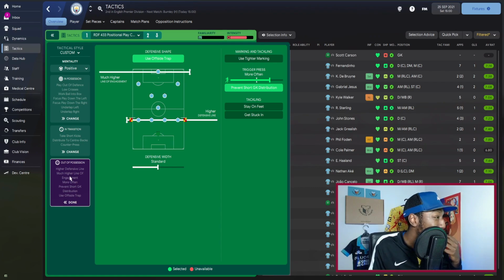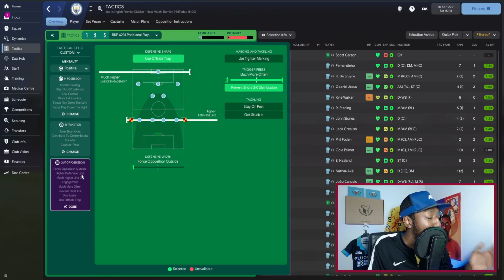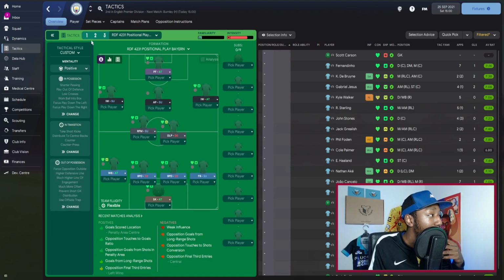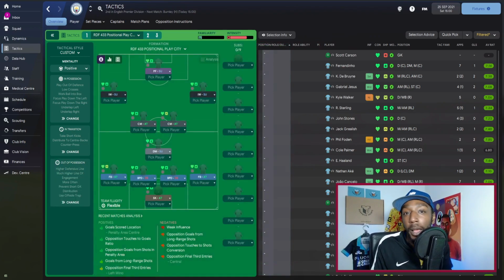So sorry, I just wandered off there. So as I was saying, all three of these tactics all share something similar. They all are pressing more aggressively than usual, so they all got counter press and they all got a much higher line of engagement, but also the trigger press is at least on more often. As we can see with the Manchester City tactic, they are all defending high and the trigger press is at least on more often. But why?